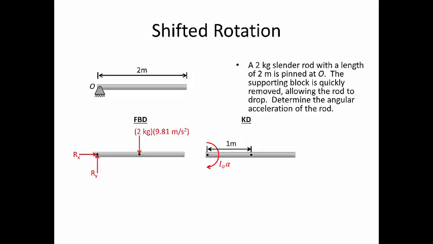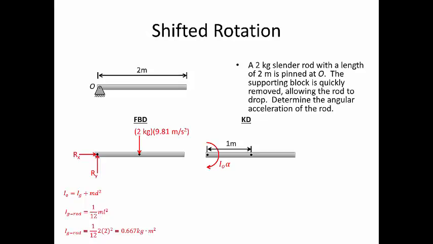We next need to calculate what our mass moment of inertia is about the point O. We do this by using the parallel axis theorem. So our mass moment of inertia about O is equal to our mass moment of inertia about the center of gravity plus the mass times the distance squared. The mass moment of inertia for a slender rod is equal to 1/12 the mass times the length squared. In this case, our mass is 2 kilograms and our length is 2 meters. So our mass moment of inertia is 1/12 times 2 squared, which equals 0.667 kilograms meters squared.